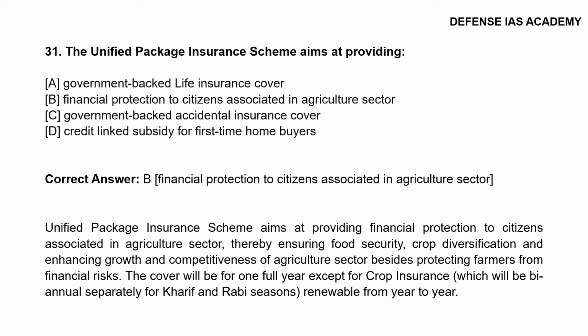The cover will be for 1 full year except for crop insurance, which will be biannual separately for Kharif and Rabi seasons. The Unified Package Insurance is renewable from year to year. It is for just 1 year, but it can be renewed from year to year.